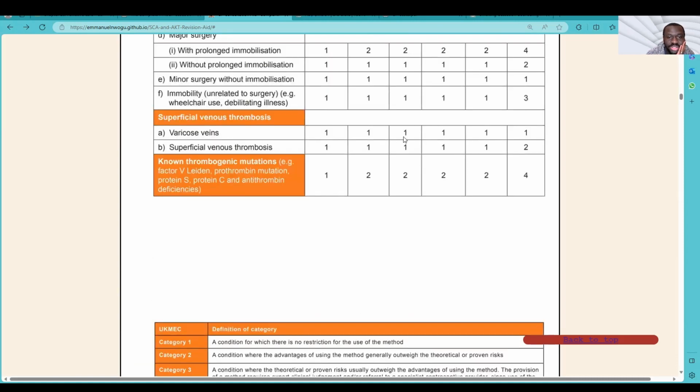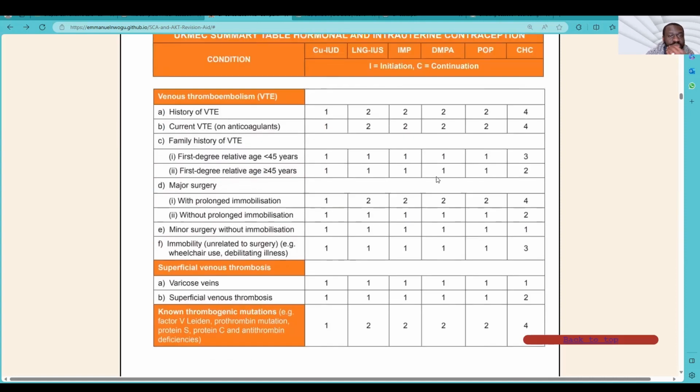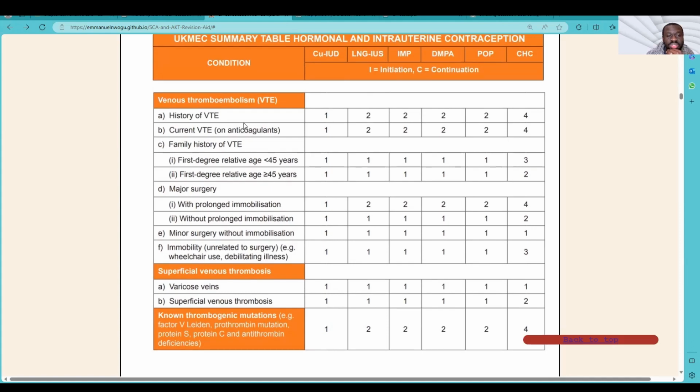Varicose veins, if the person has varicose veins, that's nothing. Even if they have superficial venous thrombosis, you can still prescribe COC. But if you have DVT or PE, past or current, you don't prescribe COC.